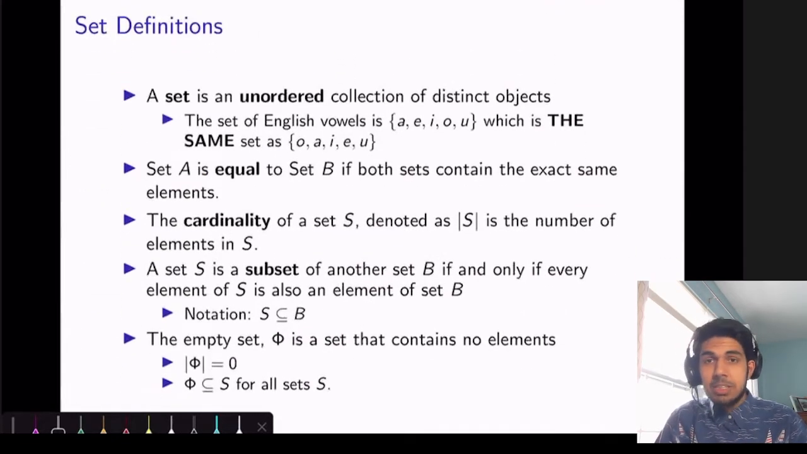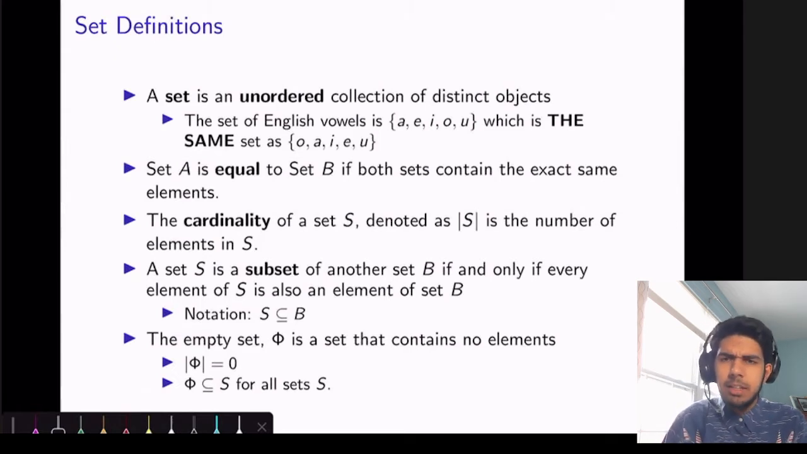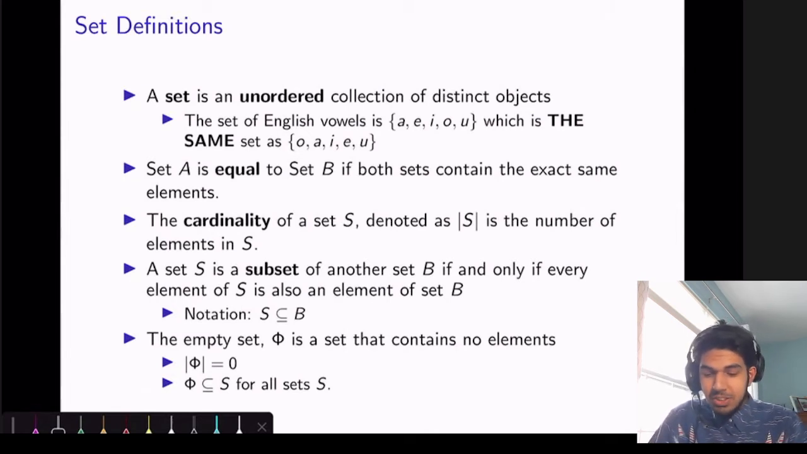So we'll start with definitions. There are a lot of set definitions, but I think many of these are quite intuitive. It's still important that you take the time to fully understand everything and make sure you're comfortable with this vocabulary so you can use it all the time. So, first of all, what is a set? Simply, it's just an unordered collection of distinct objects. The keywords here are unordered and distinct.